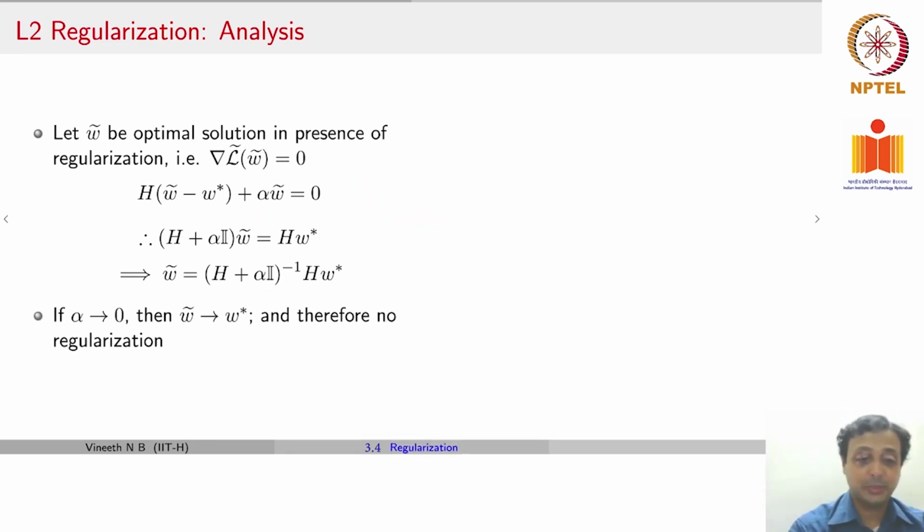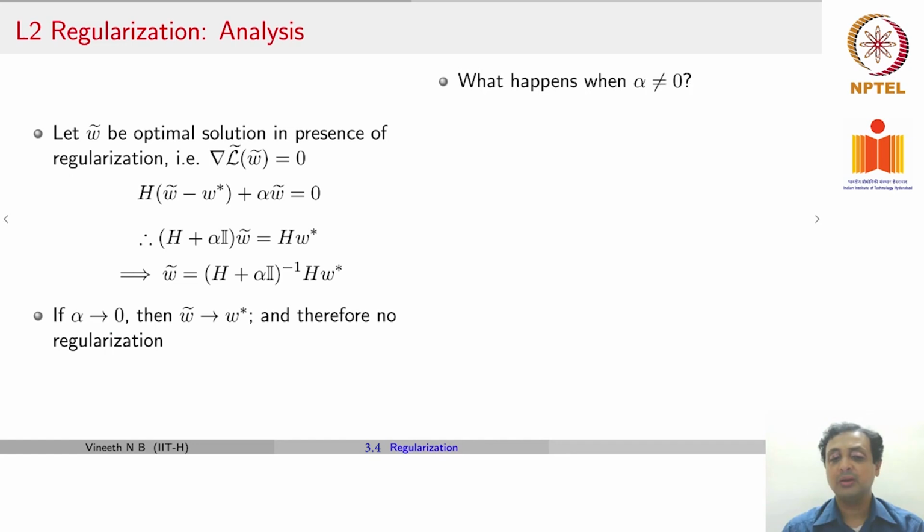Now, in this expression, if alpha goes to 0, it's very evident that you would be left with H inverse H w star, and H inverse H is identity, or rather w tilde is w star itself. That's equivalent to doing no regularization, of course, because if alpha goes to 0, the coefficient of your L2 weight decay term goes to 0 and there is no regularization. So we are only concerned about the case when alpha is not equal to 0. What can we say about w tilde?